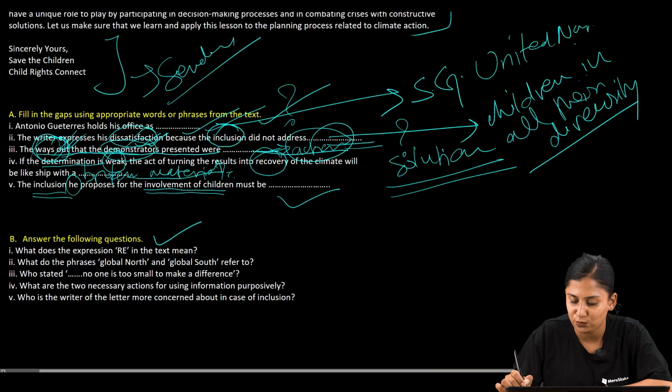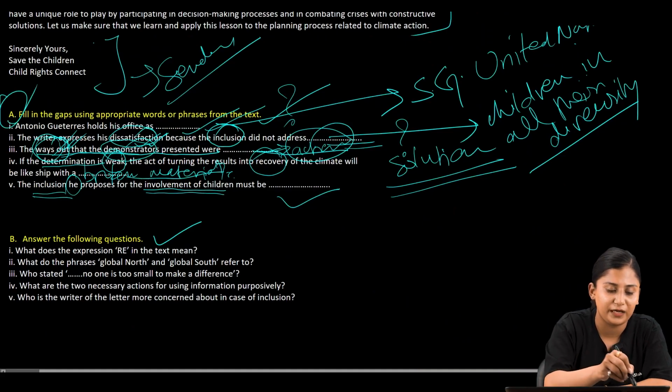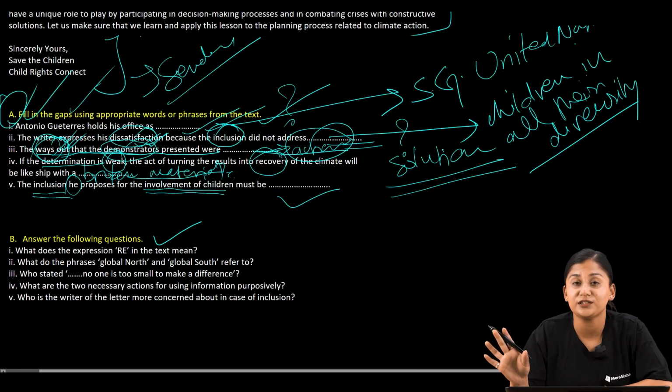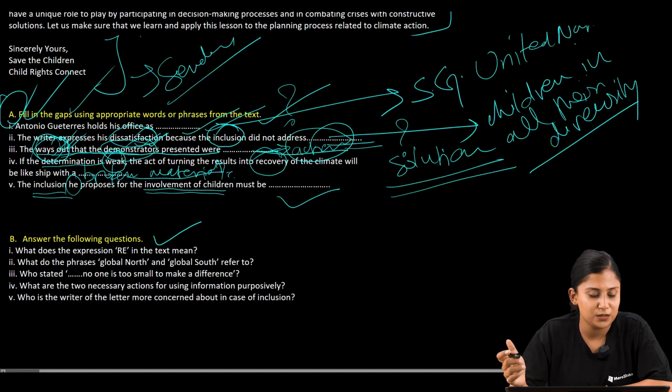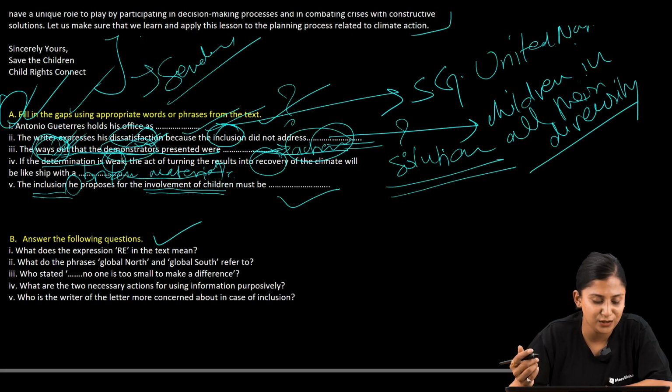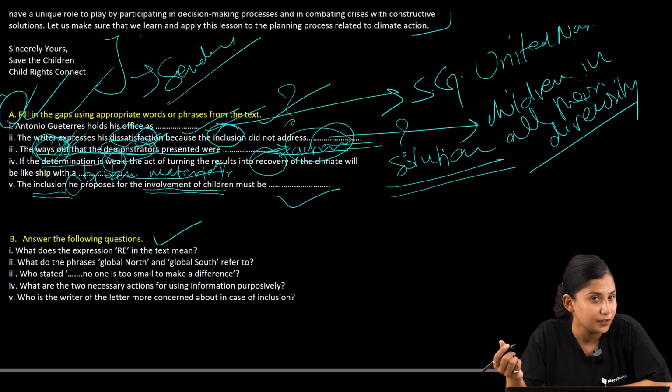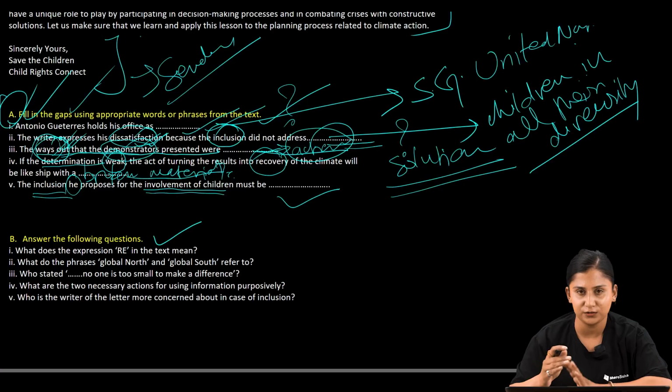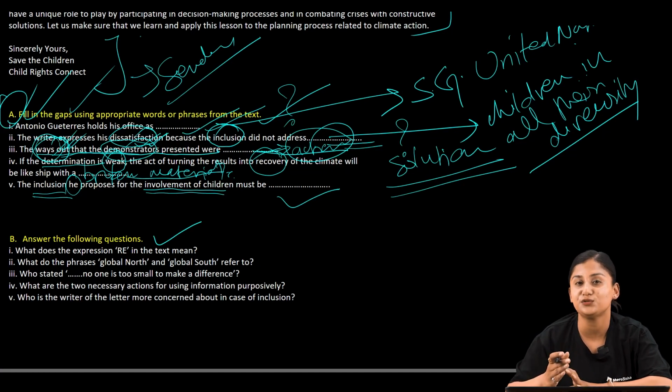Now as we are done with number A, we already searched the appropriate words. So now let us move to the second question, that is, answer the following questions. So question number 1 here is asking us to find out what the expression RE in the text means. So this sort of question is also connected to the idea of literal comprehension.